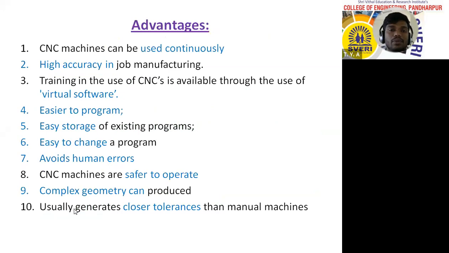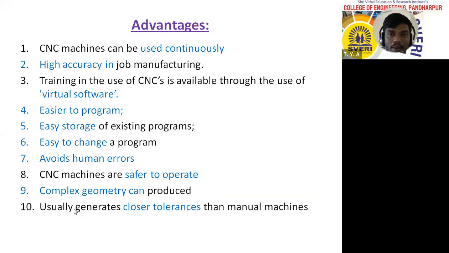Then what are the advantages of the CNC machines? Basically, CNC machines can be used continuously. This is the first benefit. You can just see we are replacing humans with machines, highly automated machines. So you can run this machine up to 24/7, no problem. High accuracy in job manufacturing, due to we are using highly advanced technology in this machine.